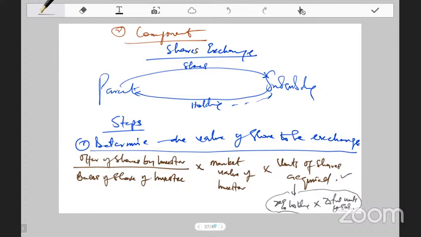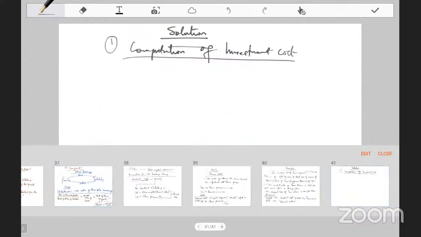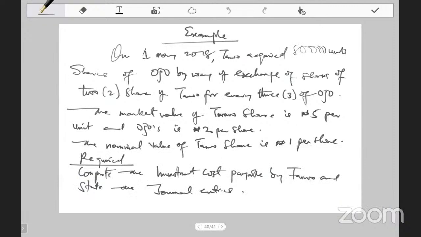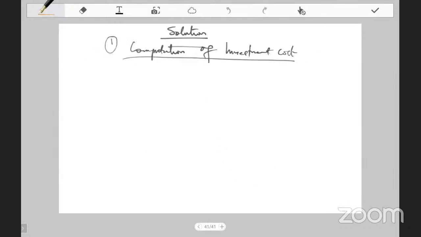So in that case, let's get our answer done. Class, I need your help. What is the unit of shares offered by the parent? 2 shares of Taiwo for every 3 of Ojo. So Ojo will share 3 for Taiwo's 2. Tell me what will be my answer: will it be 2 over 3 or 3 over 2? 2 over 3.